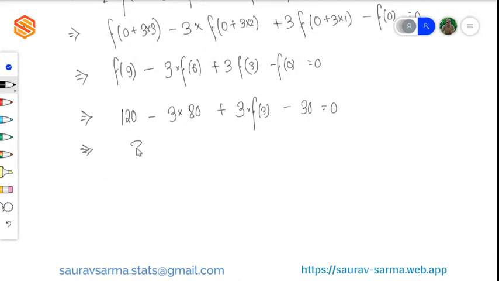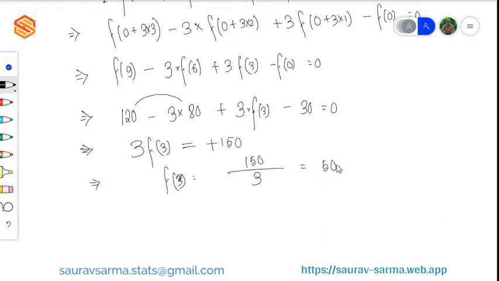So if I simplify, 3 times f of 3 is equal to 120 minus 240, so minus 120, minus 30, so minus 150, right? Sorry, the minus on both sides cancels, so it becomes plus, and now f of 3 is equal to 150 divided by 3, which is equal to 50, right? So this is the solution to this question.